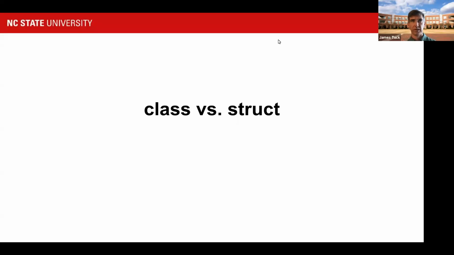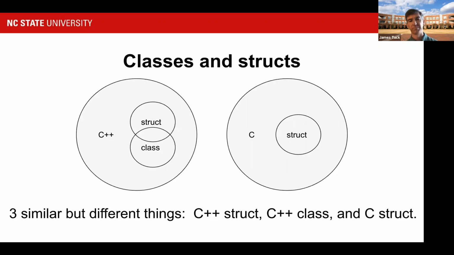Now, after you see a little bit about classes and you know a bit about structs from 209, you might ask the question, what's the difference between a class and a struct? That's a really good question. And actually, the answer is more subtle than you might initially realize. We actually need to break this down into three parts. So there are actually three similar but different things.